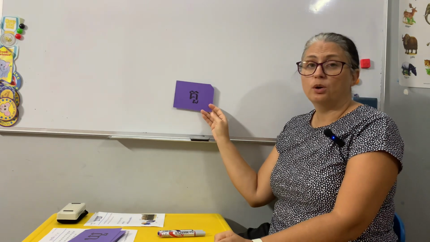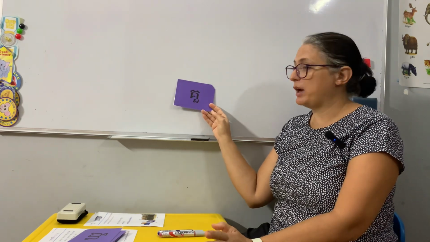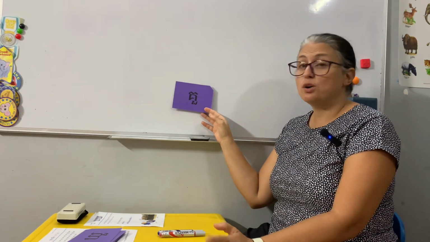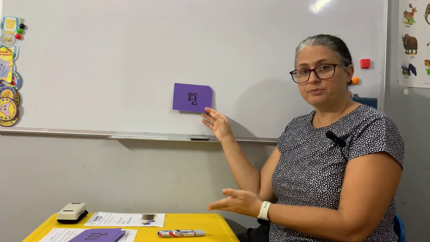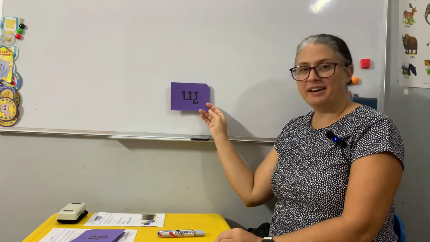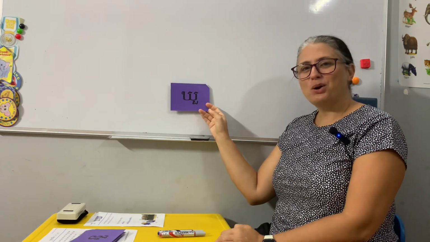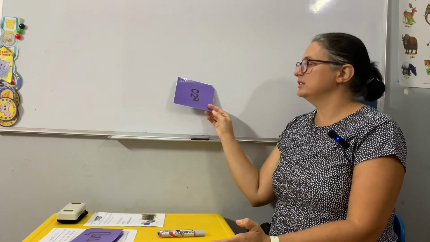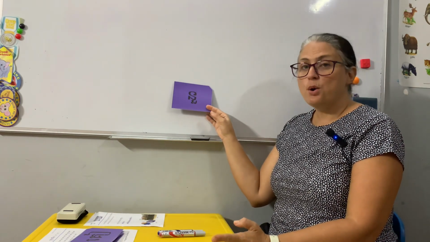Another vowel that stays the same is ua. Ua always says ua, no matter what consonant it's put with. So this would be read gua. This would be read kua. And the last one for the uas, nua.